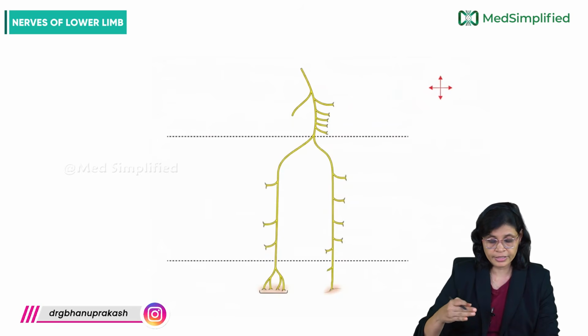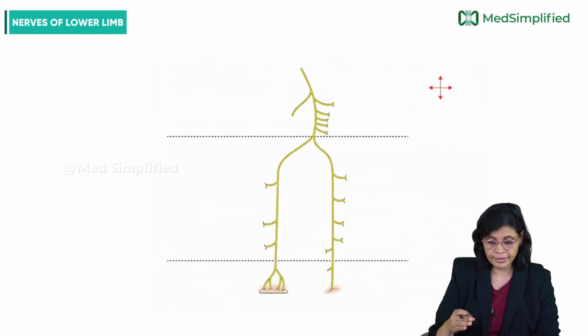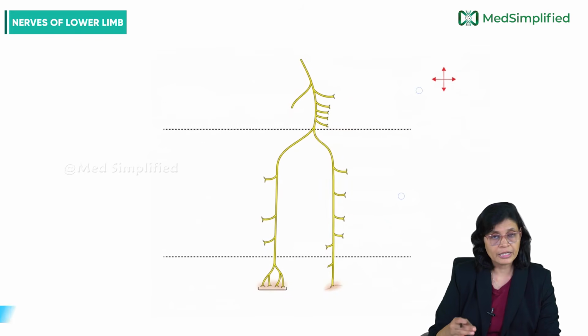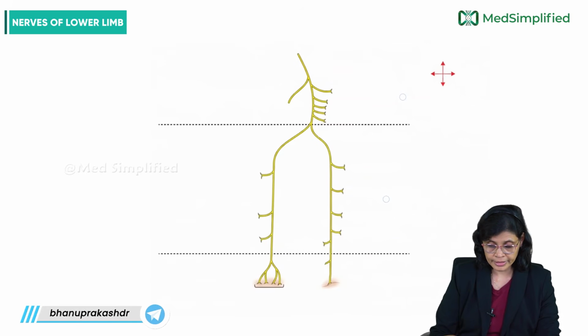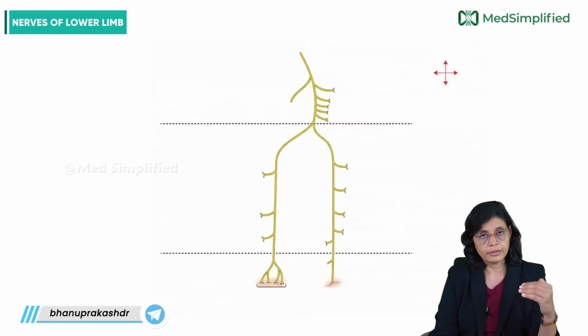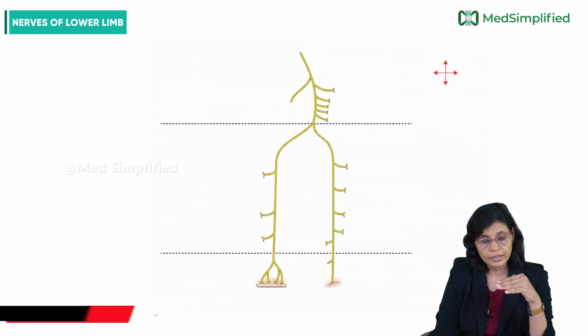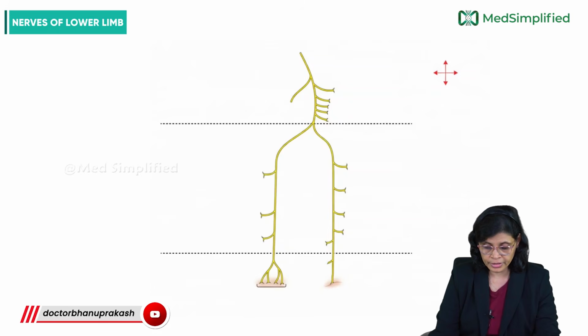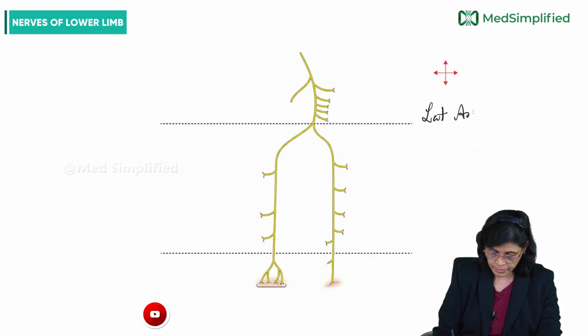Then it will run along the superolateral border of the popliteal fossa, and it will pass beneath the biceps femoris muscle, the biceps tendon, and then it will run over the plantaris in the lower aspect, over the plantaris and the lateral head of gastrocnemius, and there it will wind around the neck of the fibula. Okay, that is an important thing. It winds around the lateral aspect of the neck of the fibula.